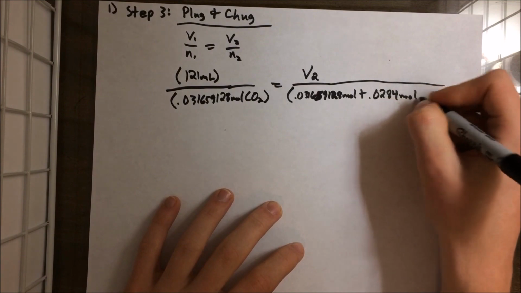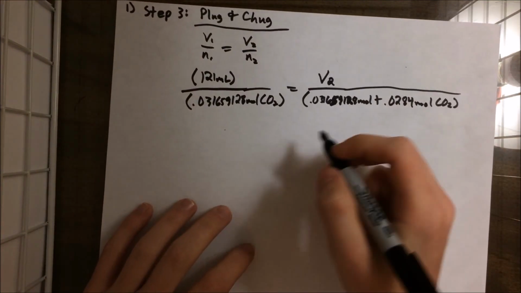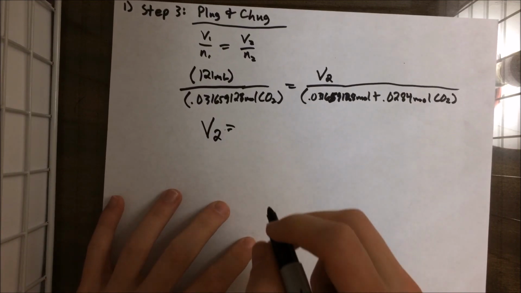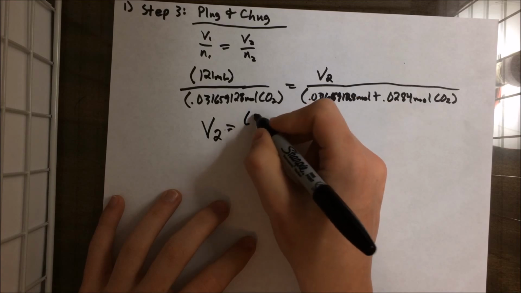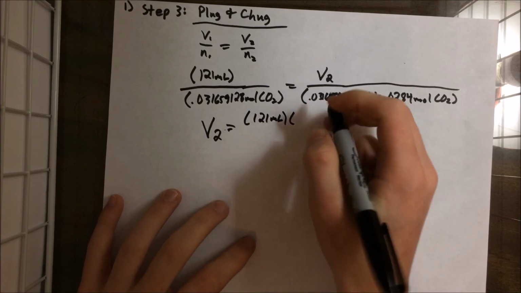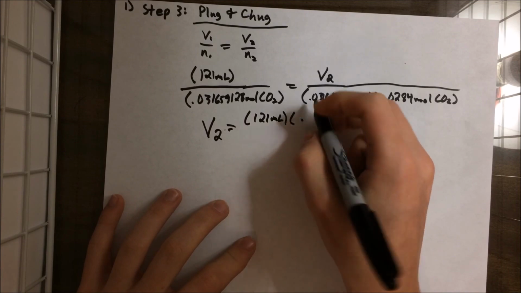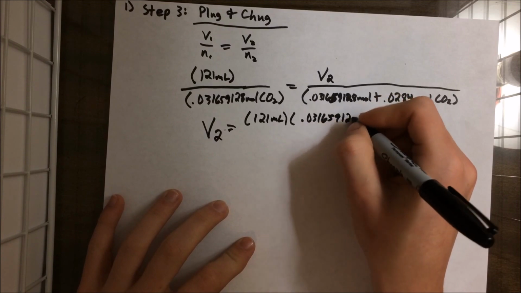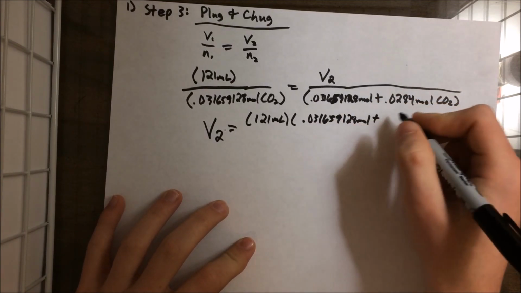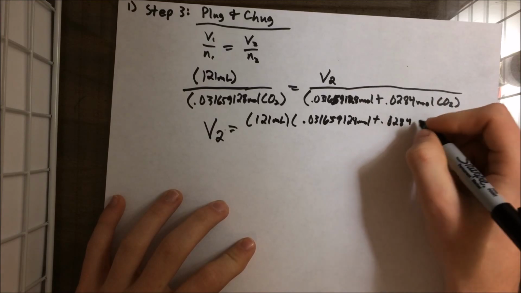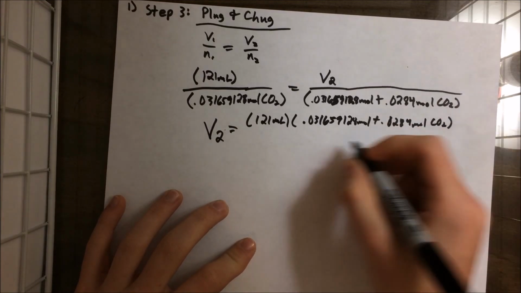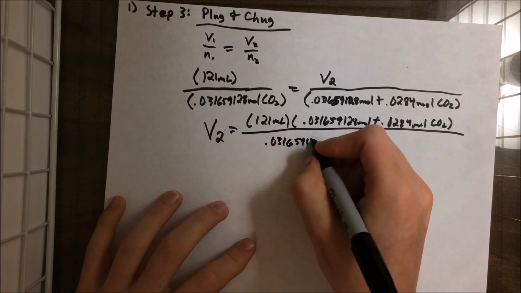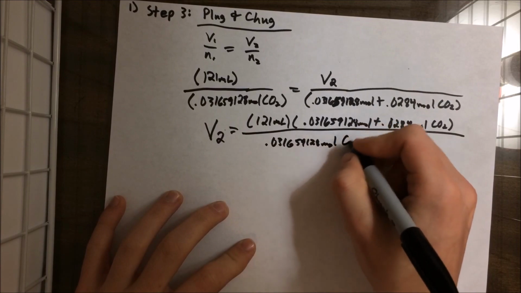So plus 0.0284 moles of CO2. And then we need to isolate the unknown, so V2 is equal to 121 milliliters times 0.031659128 moles plus 0.0284 moles CO2 all over 0.031659128 moles of CO2.